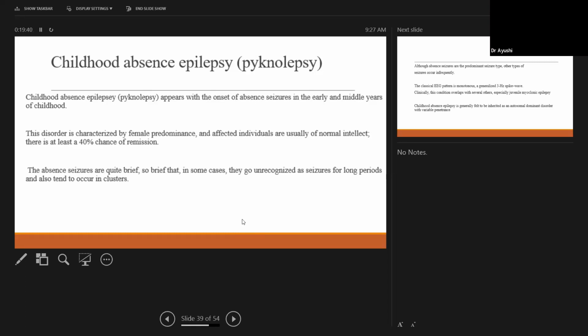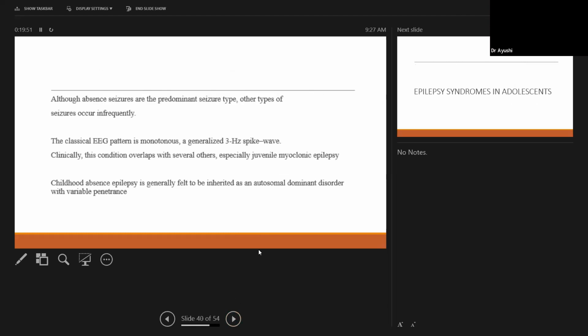The absent seizures are quite brief, so much so that in some cases they go unrecognized as seizures for long periods, and also tend to occur in clusters. Although absent seizures are the predominant seizure type, other types of seizures occur infrequently, and the classical EEG pattern is a monotonous, generalized 3 hertz spike wave. Classically, this condition will also overlap with other conditions, especially juvenile myoclonic epilepsy. It is generally felt to be inherited as an autosomal dominant disorder with variable penetrance.